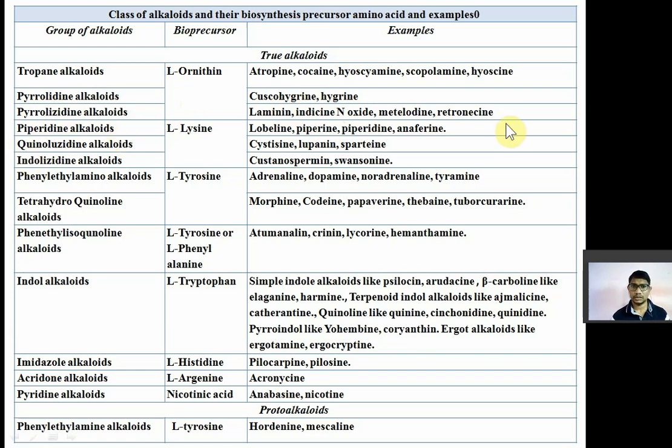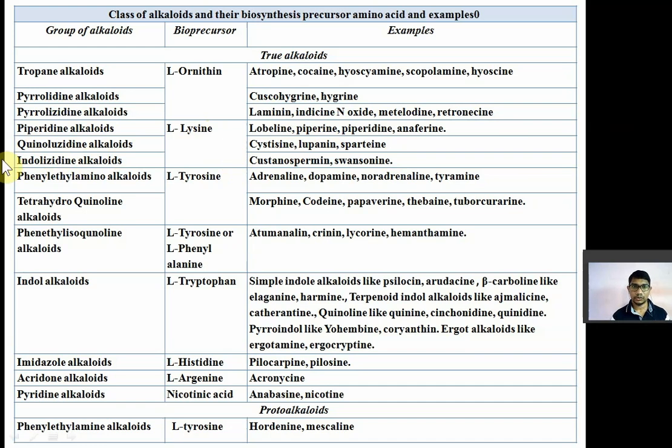Pyrrolizidine alkaloids, for example, indicine N-oxide, monocrotaline, retronecine. These alkaloids are also biosynthesized from L-ornithine amino acid. Now this one is lobeline, piperidine, piperine, and anaferine. They will have a piperidine ring in their structure, and that's why they are known as piperidine alkaloids. Remember, piperidine alkaloids are biosynthesized from L-lysine amino acid.